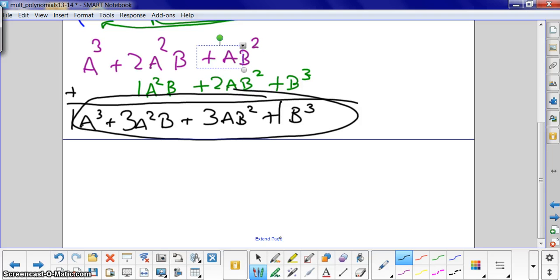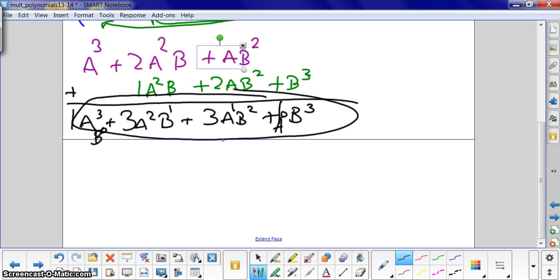Okay. Notice something else about the variables here. I have a cubed, a squared, a to the first, and then technically over here I have a to the 0, if you want to think about it that way, because a to the 0, just like anything to the 0, equals 1. And now look going backwards. B cubed, b squared, b to the first, and then over here, technically I have b to the 0 if I want to think of it that way. So notice how the variables go 3, 2, 1, 0 and 0, 1, 2, 3.